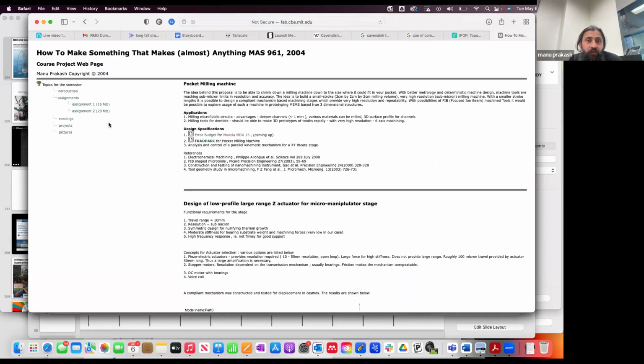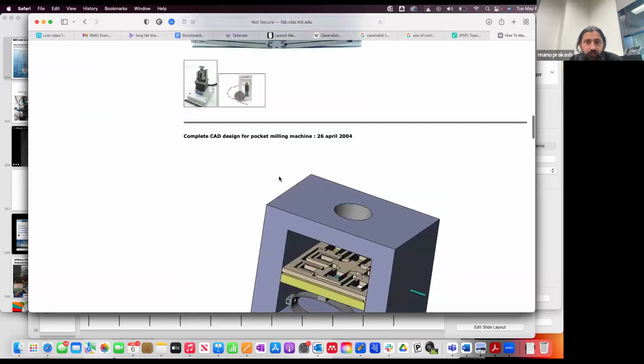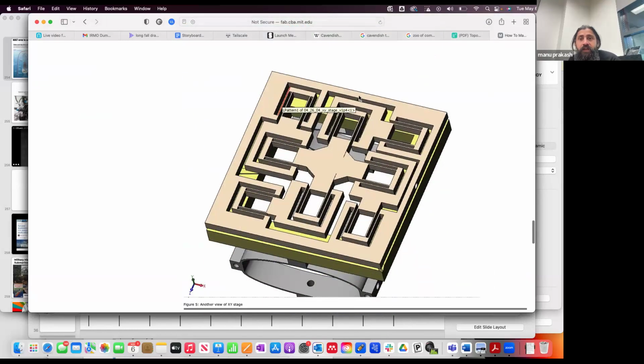Wait, so when you push down on it, it moves. That's correct. So this one, if you push here, you can see a hole here, then I get an x-axis. And then if you push here, I get the y-axis. And then when you push here, I get the z-axis.